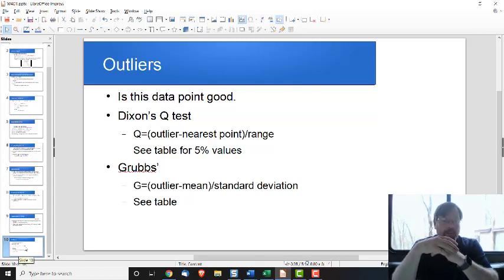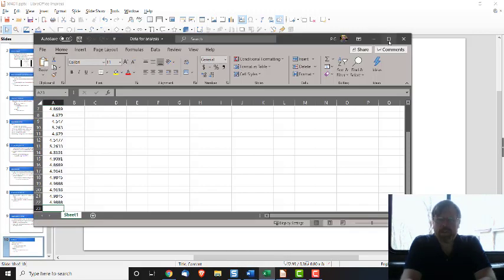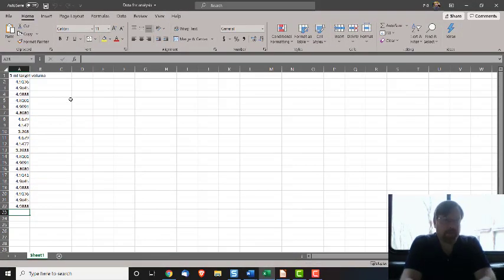A similar, slightly different method is Grubbs. You take the outlier, you subtract the mean, and divide by the standard deviation. It performs very similarly. It's just slightly different values you use, and again, you look at a table to see. So let's look at some data briefly. Here we've got measurements from the first 8-week session. These were 5 milliliter measurements with the volumetric pipette.